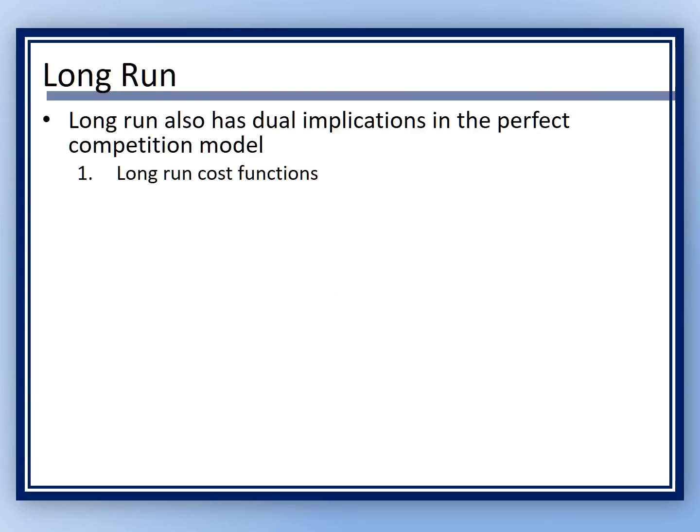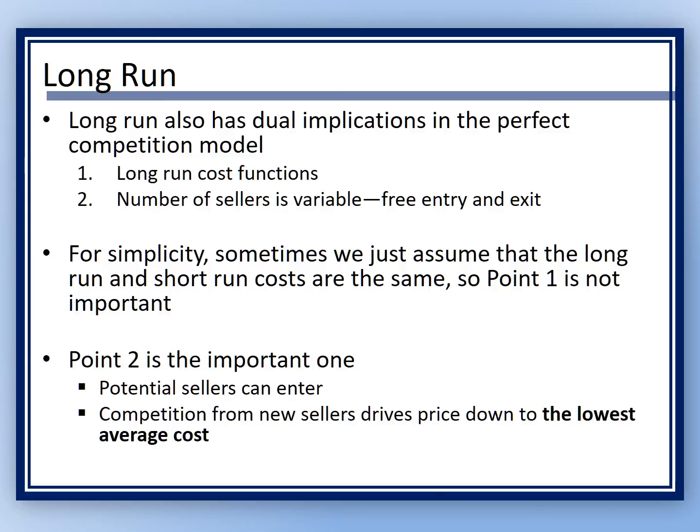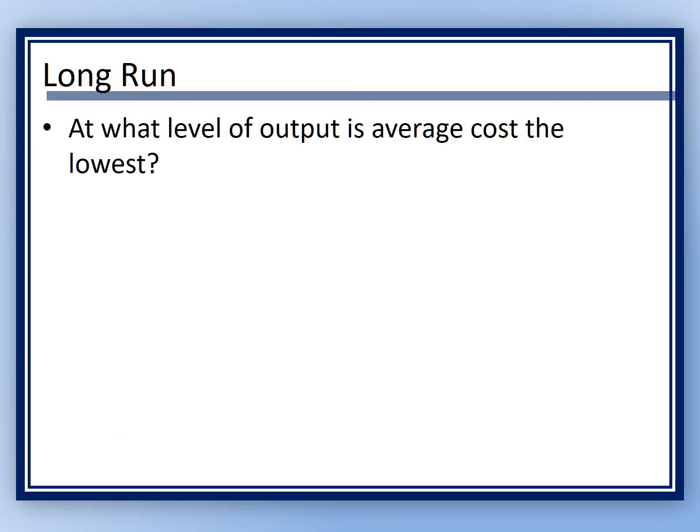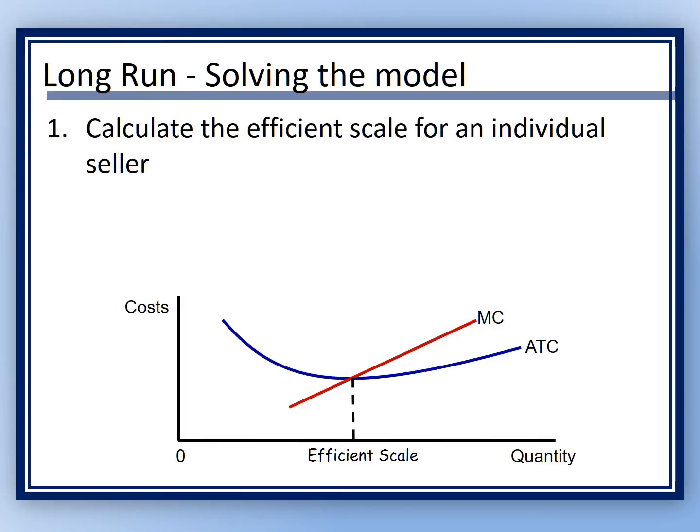So long run has two implications. One, you should use long run cost functions. No one really cares about that. Much more importantly, the number of sellers is variable, so free entry and exit. We have already mentioned all that. And as I said, sellers compete to the lowest cost. The lowest cost is the efficient scale. You find that by finding the intersection of marginal cost and average total cost. So you have to find that.